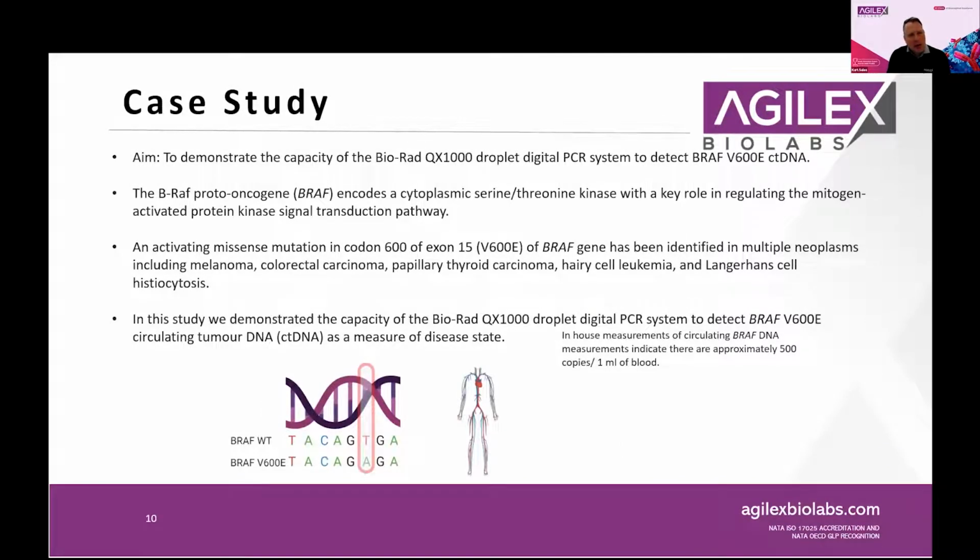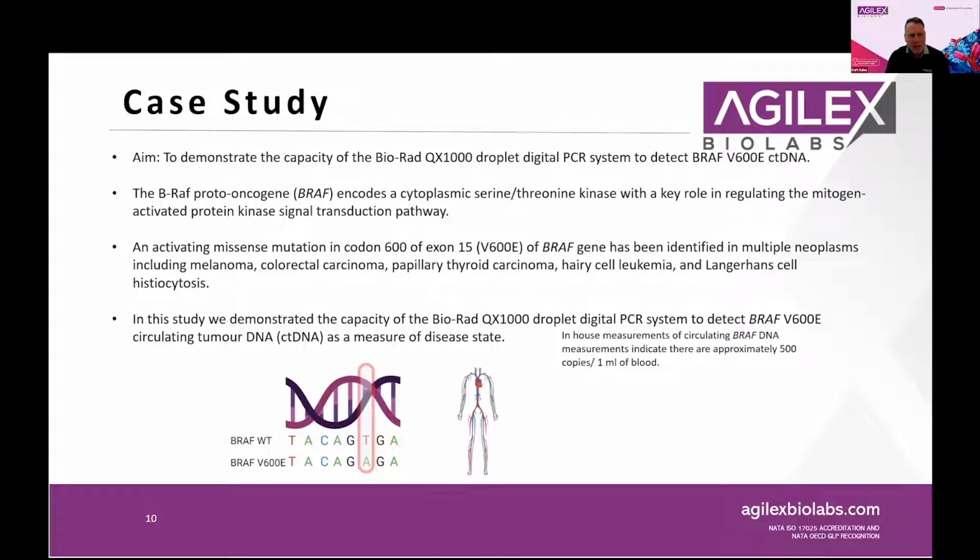So to demonstrate the utility of the digital PCR system in a clinical trial situation, we have a short case study where we aim to identify and demonstrate the capacity of our BioRad QX1000 droplet digital system to detect BRAF V600E ctDNA. Just as a way of introduction, the BRAF proto-oncogene encodes a cytoplasmic serine threonine kinase with a key role in regulating mitogen activated protein kinase signal transduction pathways within cells.